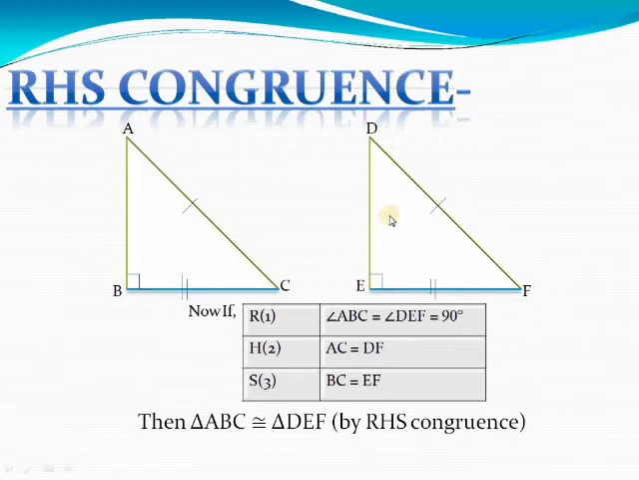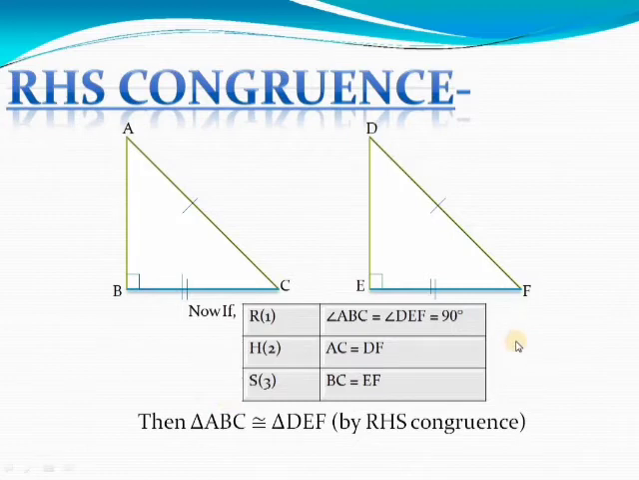Let me repeat once again. RHS is valid only for right angled triangles. So this is called your RHS congruence, right? Today we have covered the criteria which decide the congruency of two triangles.